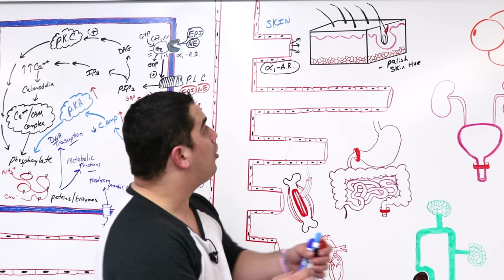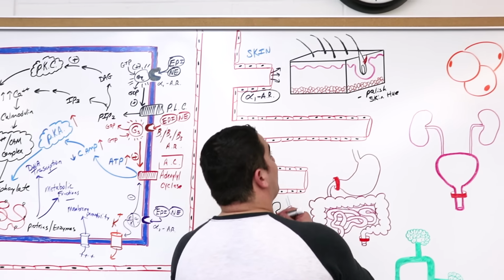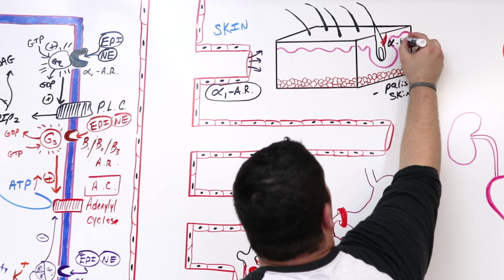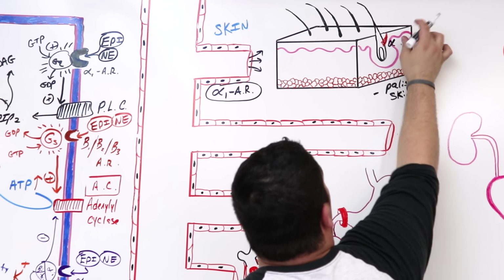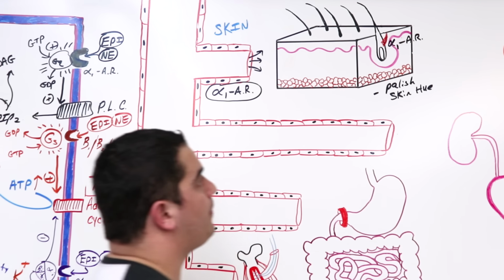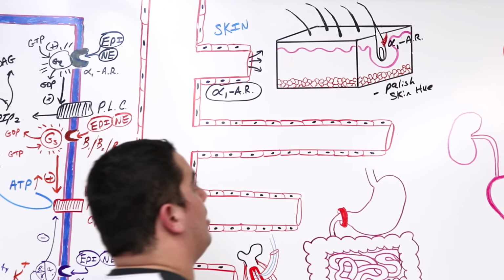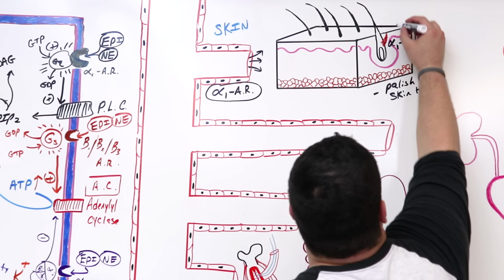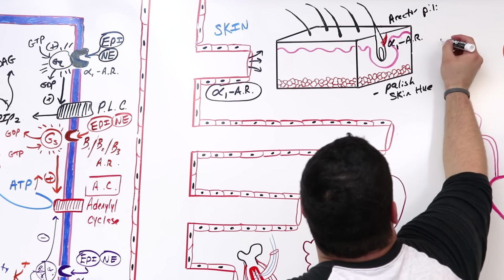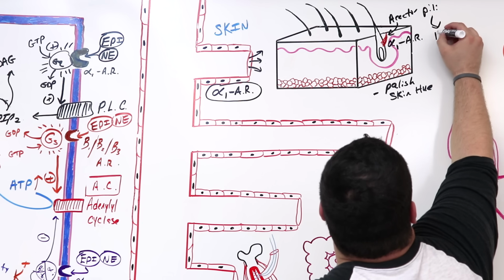Well, there's a muscle there called the erector pili muscle. And that erector pili muscle, guess what type of receptor is there? An alpha 1 adrenergic receptor. And again, what is that going to do? That's going to cause the contraction of this actual muscle, which is going to cause the hairs to stand up. So as a result, when the erector pili muscle is stimulated, it's going to cause the hair to stand up.